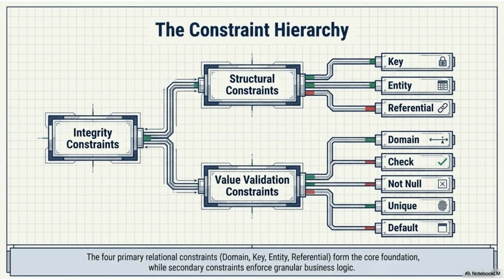Integrity constraints fall into two main categories: structural constraints and value validation constraints. Structural constraints include key, entity, and referential, forming the core foundation. Value validation constraints include domain, check, not null, unique, and default, which enforce granular business logic.